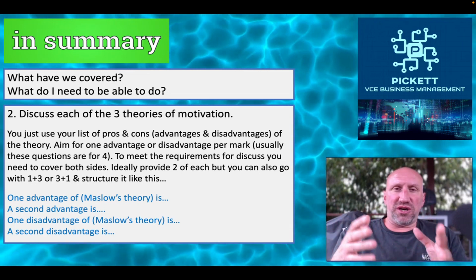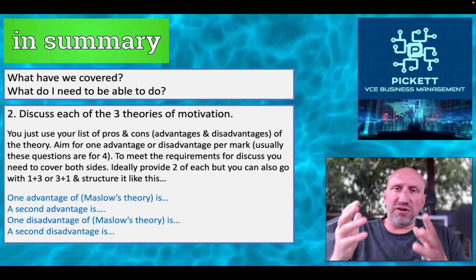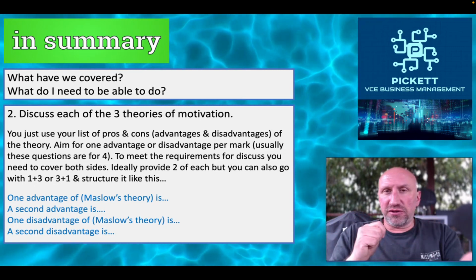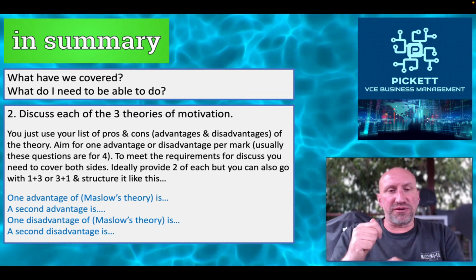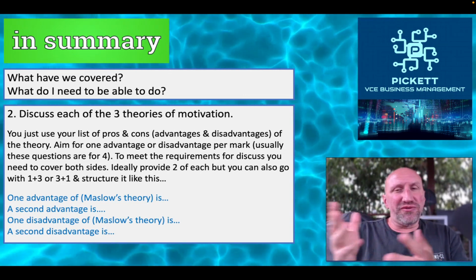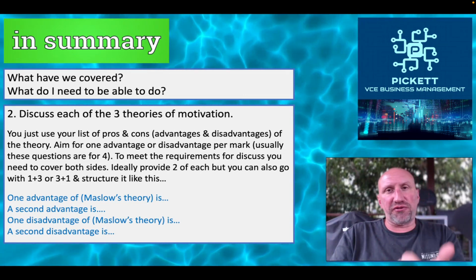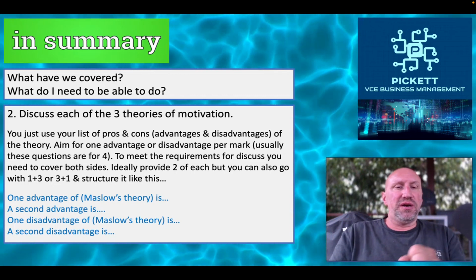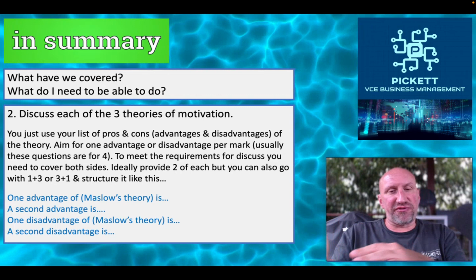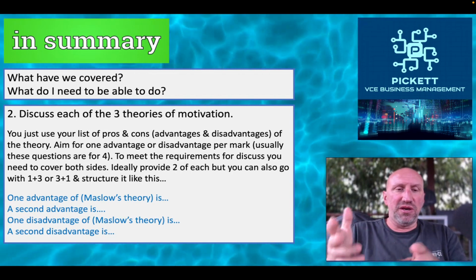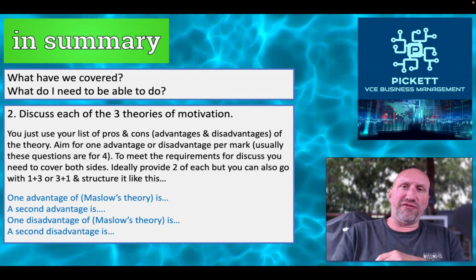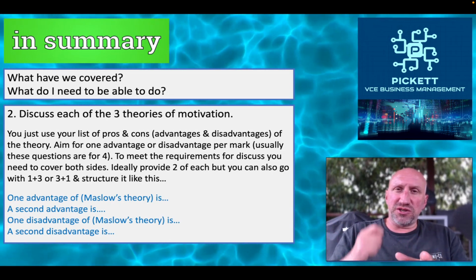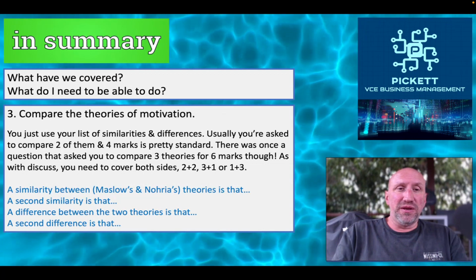We've already taught the structure of discuss questions, and so far you're kind of nailing it, largely speaking. To meet the requirements for a discuss, you've got to cover both sides. Ideally, 2 of each, but if you were stuck, you go 3 + 1 or 1 + 3. And again, signposting and structuring. One advantage of Maslow's theory, for example, is... a second advantage is... one disadvantage, and so on and so forth. I don't think I need to bang on about that quite so much these days, because you seem to be getting that pretty well.